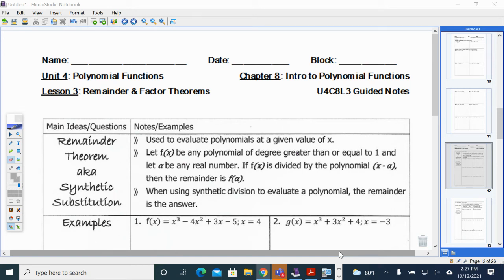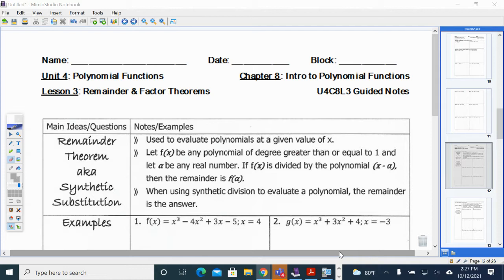This video is on Unit 4, Polynomial Functions, Chapter 8, Intro to Polynomial Functions, Lesson number 3 on the remainder and factor theorems. This lesson is going to focus on using synthetic division and these two different theorems.